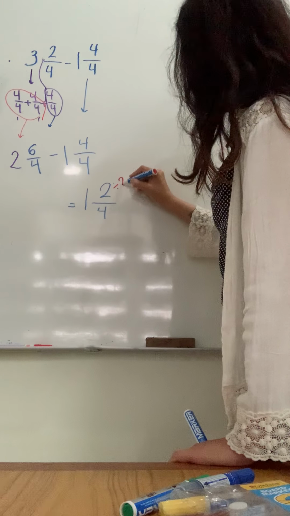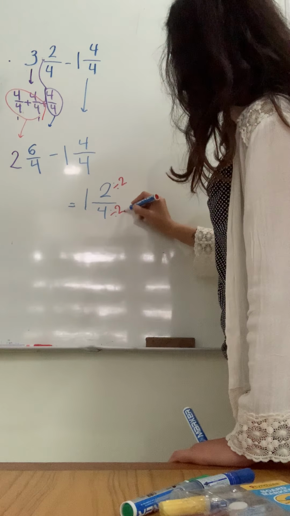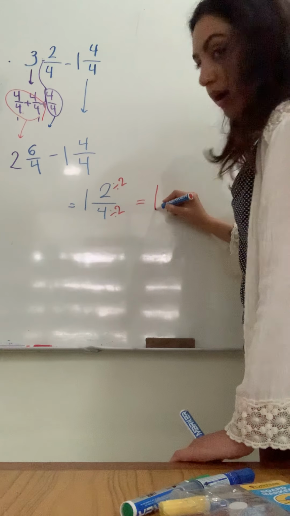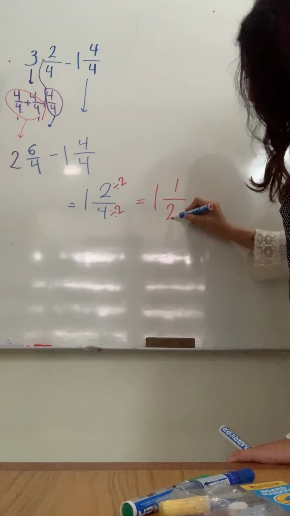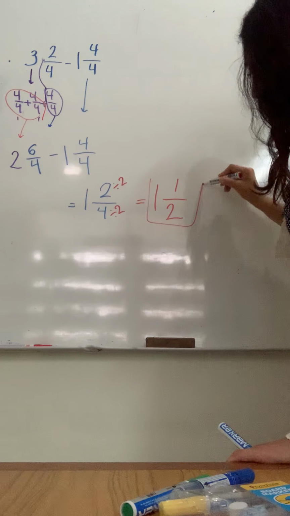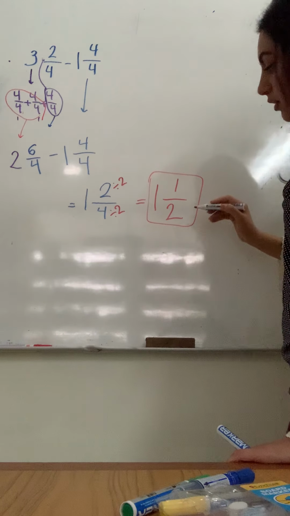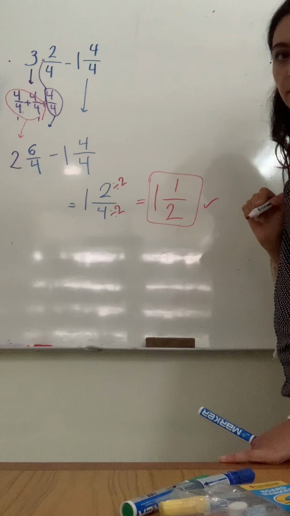Now, the last step is to see if you can simplify this even more. Yes, I can divide this by 2. I can divide this by 2. So that will be 1 1/2. Done.